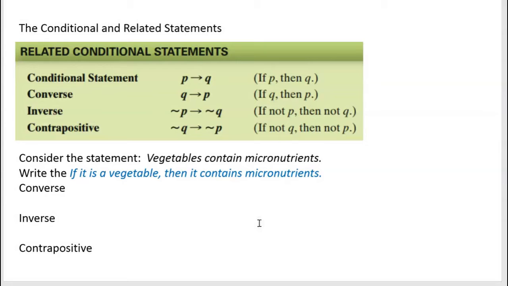Now, I want you to maybe pause it and see if you can determine the converse, the inverse, and the contrapositive. So I want you to reverse it, flip it, and do both. Flip it and reverse it.